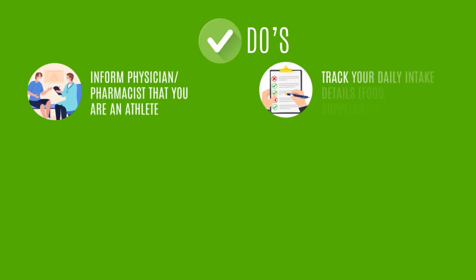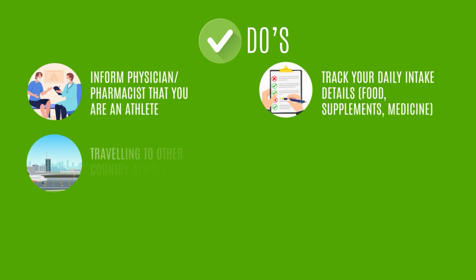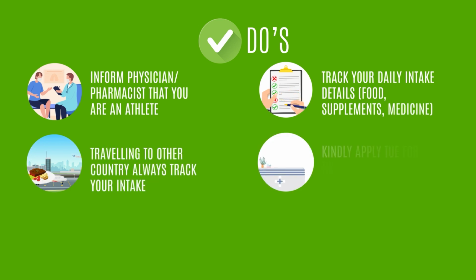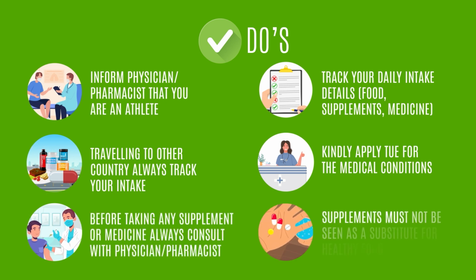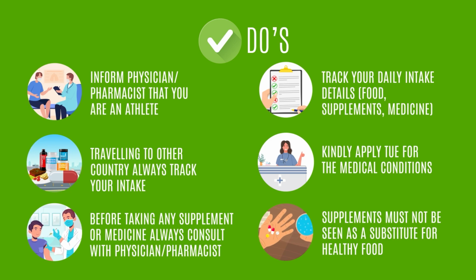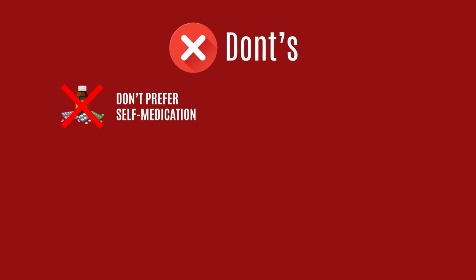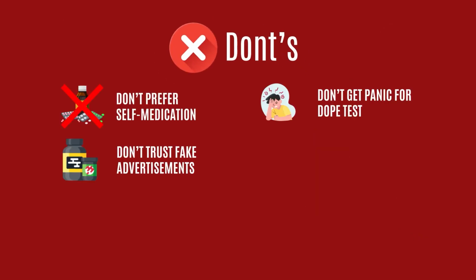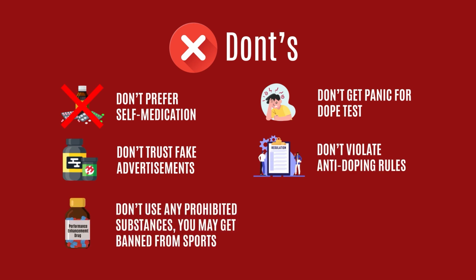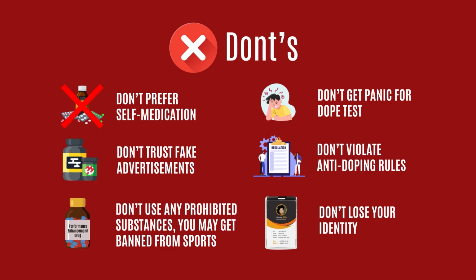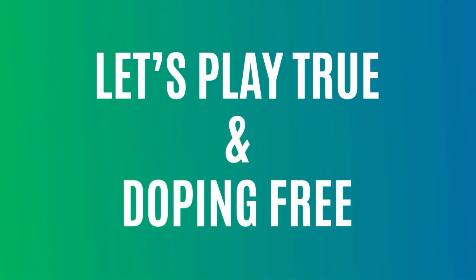Here are some do's and don'ts to prevent doping. Always tell your physician or pharmacist that you are an athlete. Track your daily intake details. Always check your food supplement while traveling. Apply for a TUE for the medical conditions, and so on. Don't prefer self-medication. Don't trust fake advertisements. Don't panic for a dope test. Don't violate anti-doping rules. Let's play true and doping-free.